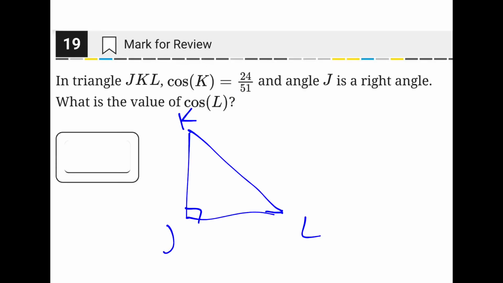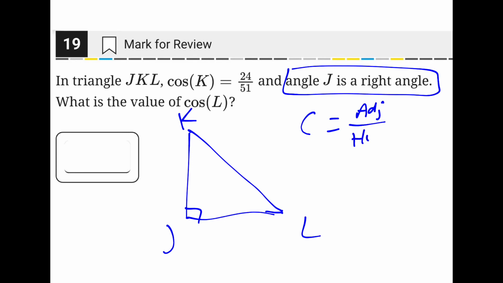Here is triangle JKL. Notice the angle J is a right angle. So the cosine of K, if you think about SOHCAHTOA, cosine is equal to adjacent over hypotenuse. The cosine of K is 24 for the adjacent and 51 for the hypotenuse. So if they want to know the cosine of L, that's going to be the same thing, but it's going to be x over 51. So I just have to figure out this third side.